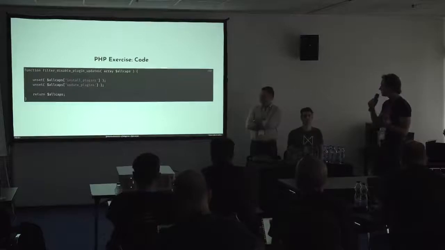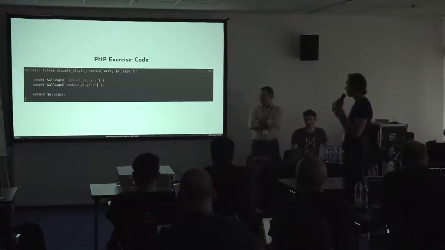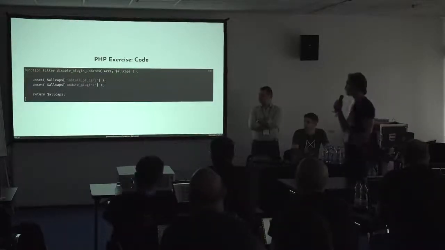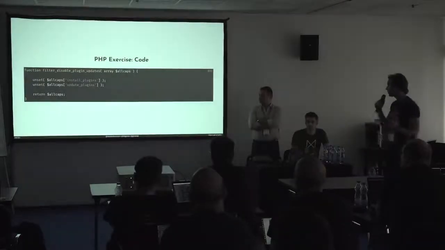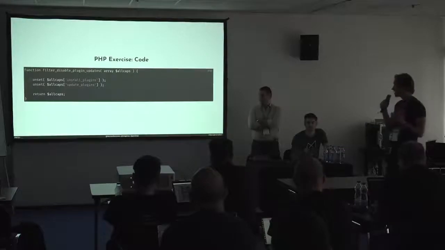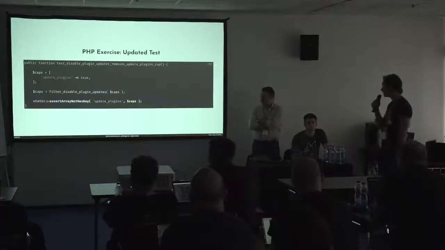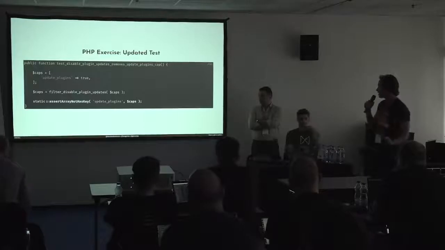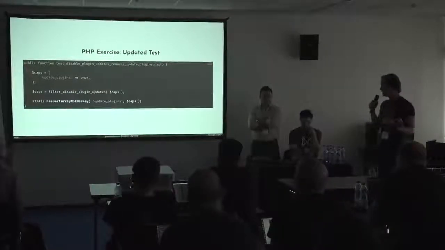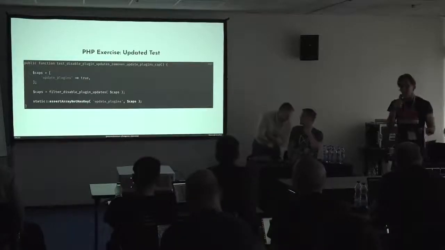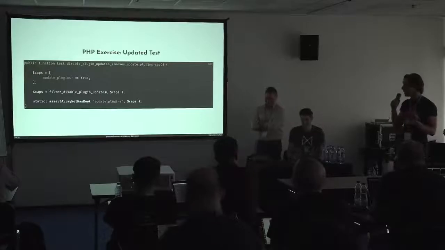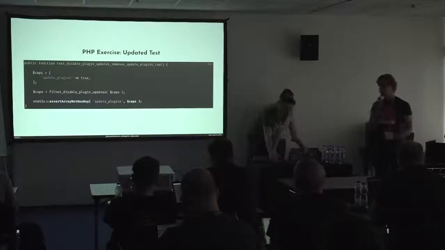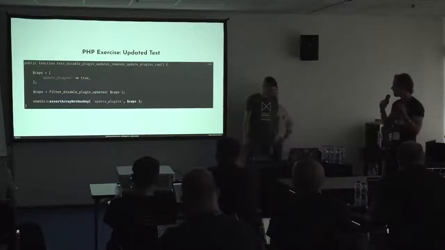If you look at the code here, we're calling unset twice. In the first example we were looking at install plugins; now we're looking at update plugins. What we're making sure here is that we want the update plugins key in our array to be gone. That's what tells WordPress that the user has the capability to update a plugin. So for our code to work correctly, that key needs to be gone from the array.